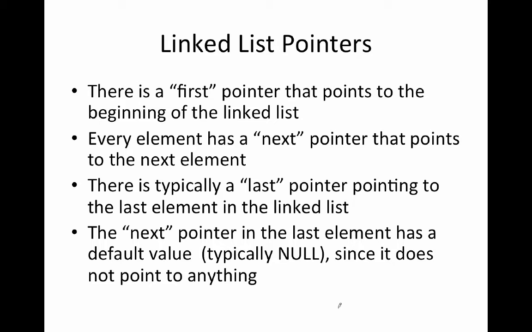So there are several pointers that you have in a linked list. You have some kind of a first pointer that points to the first element of the linked list. It points to the beginning of the linked list. Every element has a next pointer that points to the next element in the linked list. You also have a last pointer. You don't have to, but it's very useful to have a last pointer pointing to the last element in the linked list. And since the last element in the linked list isn't pointing to anything, its next pointer typically has some kind of default value, and typically it's called null or nil or something like that. So again, since it doesn't point to anything, that last next pointer has a default value.